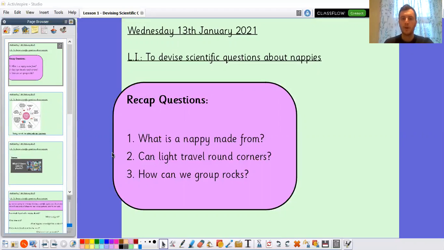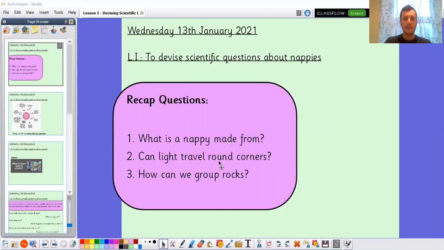So let's have a look at those questions together. What is a nappy made from? Now, there's lots of different materials to a nappy. There are some absorbent crystals within the bottom of the nappy to absorb liquids. There is elastic around the waist of the nappy, so it fits around a baby's or a person's waist. There is cotton throughout the nappy to make it soft. And there might be some other materials too that perhaps you came up with. If you had any others, perhaps send them in to the Year 3 email accounts and we can have a look at any you might have had.